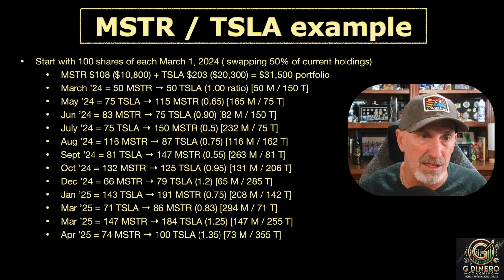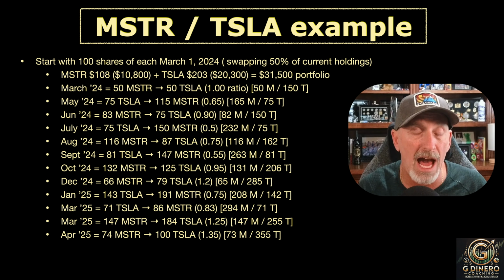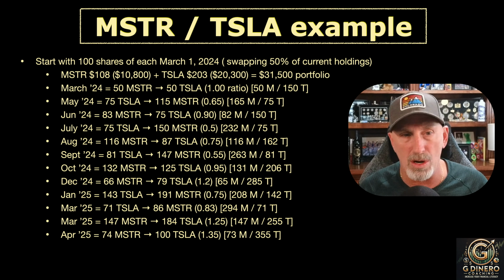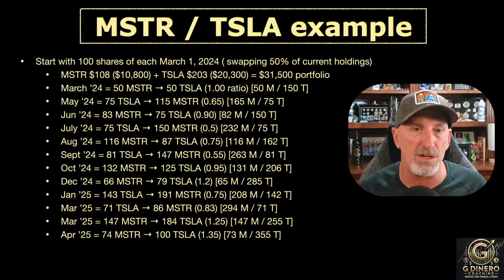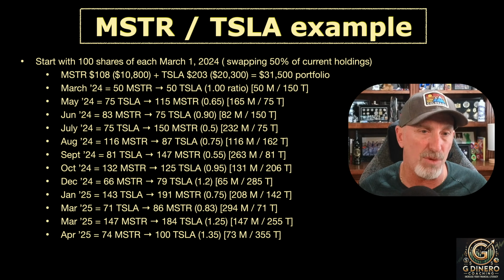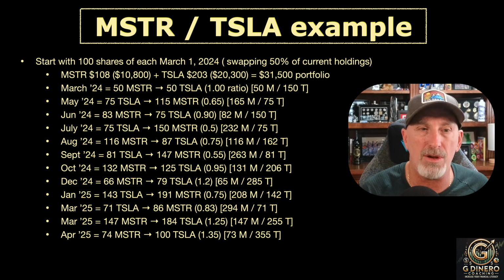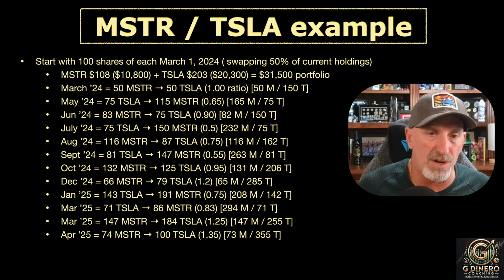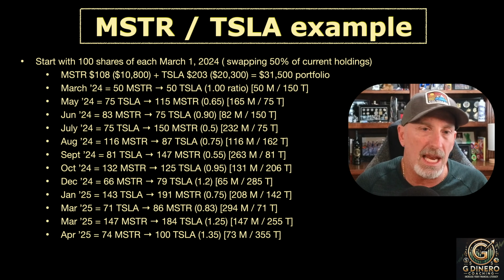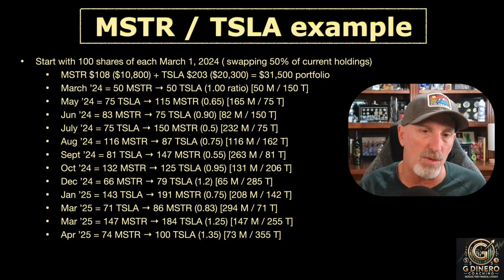There was the sell signal in October of 24, so you took half of the 263 MicroStrategy shares, or 132 MicroStrategy, and you sold them for 125 Tesla at 0.95. Then we got another sell signal to sell MicroStrategy to Tesla, and fortunately we still had 131 MicroStrategy shares, so we took another half of that and sold it over to Tesla at 1.2, getting us another 79 Tesla shares, and now we're at 65 MicroStrategy and 285 Tesla.